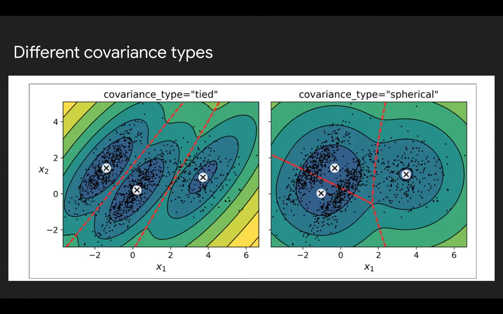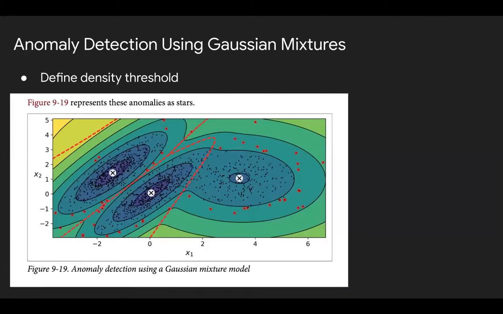At this point, another question that we should ask is how do we detect anomalies? One way we can detect anomalies is by defining a density threshold. In this particular example, 4% was the density threshold. When we define 4%, it means any point below 4% is categorized as an anomaly. That's why we have these light red stars here. They are categorized as anomalies. So this is how we can detect anomalies using the Gaussian mixture.